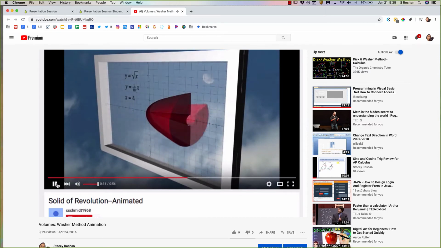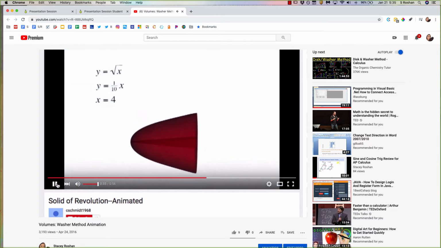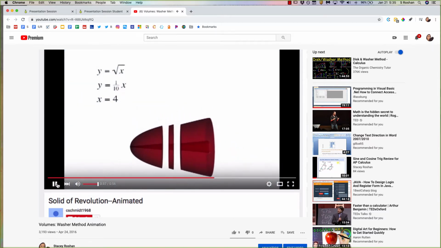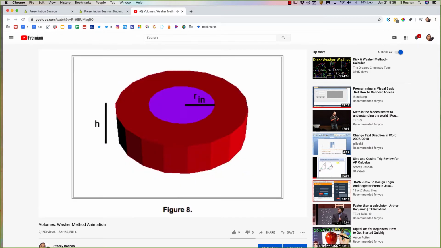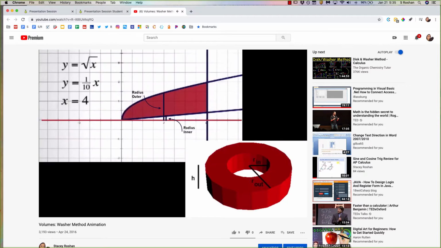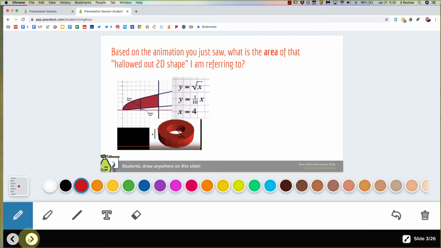See there, our shape. And if we take this little slice that we're talking about, it looks like this washer. And so that's the washer method we are talking about. And so in essence, what we're doing is this radius outer and then subtracting the radius inner out to hollow our final shape. So let's go ahead and break that down. So based on the animation that we just saw, what is the area of that hollowed out shape?